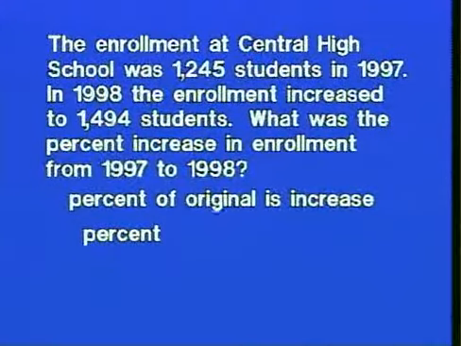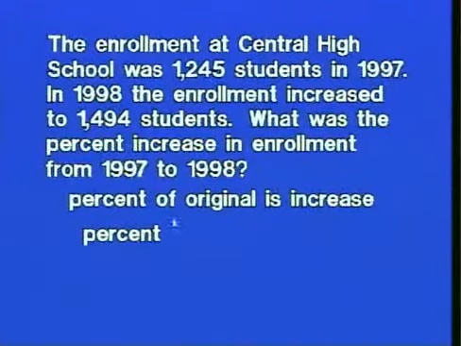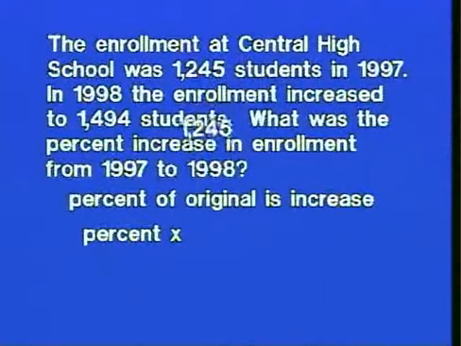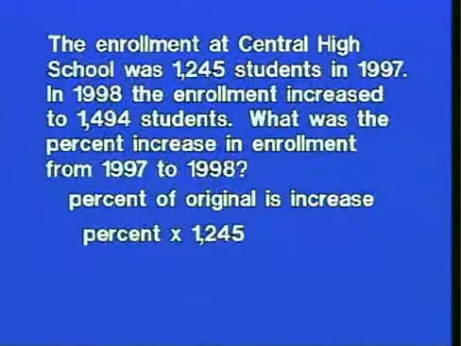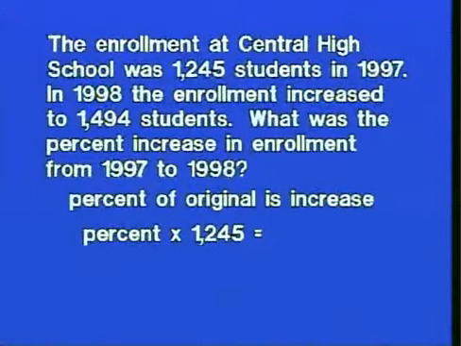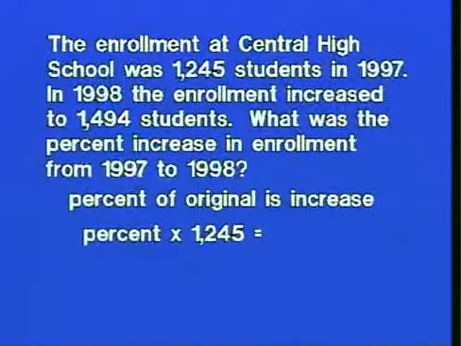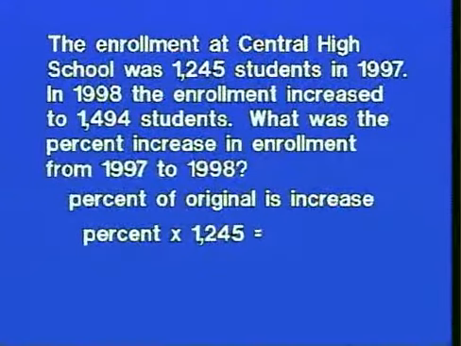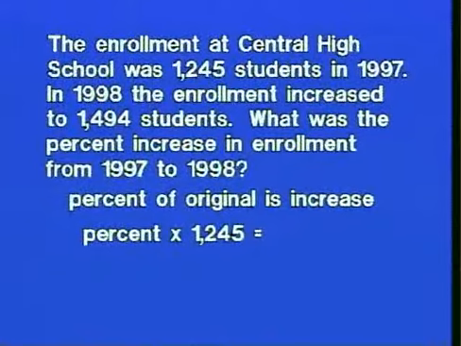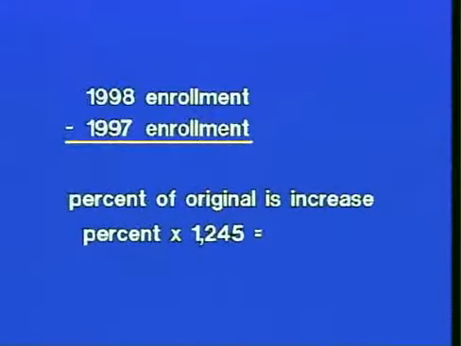So we're looking for a percent here, and the word of means times. Now the original amount, the original number of students, is 1,245. The word is means equals. Now the increase refers to the amount of increase from 1997 to 1998 in this school. And here we have a calculation to make. Fundamentally, if we take the 1998 enrollment and subtract the 1997 enrollment, we'll get the amount of the increase. You see, you take the larger number and subtract the smaller one to get the amount that we increased from 1997 to 1998.